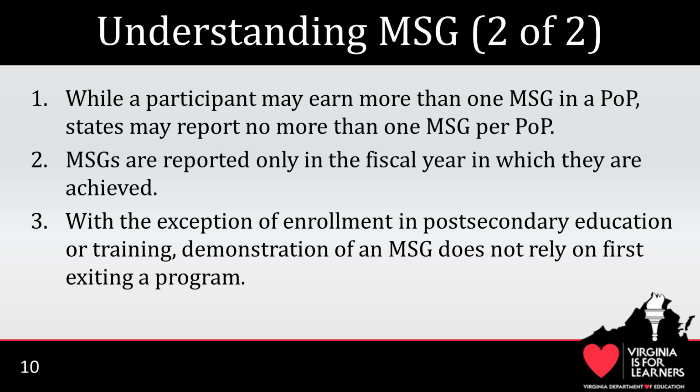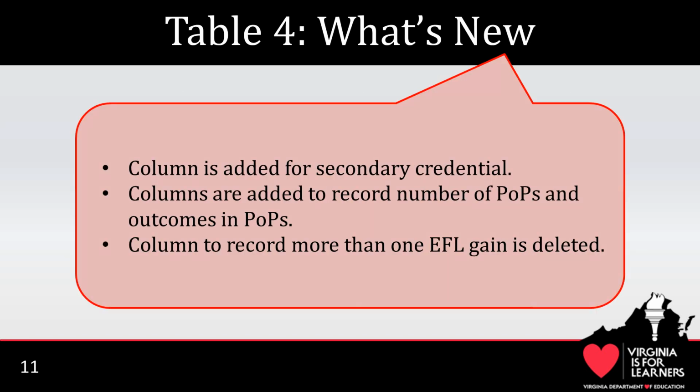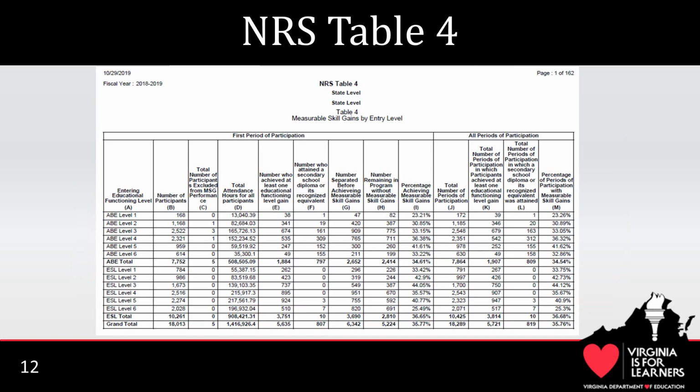Exit-based performance indicators are part of the discussion involving NRS Table 5 and related tables. This slide summarizes the major changes on NRS Table 4 that we will be discussing. This slide contains a snapshot of state-level data reported on NRS Table 4, submitted as part of the state's annual reporting for 2018-19. Because of the complexity of the table, an explanation of what's contained in each column will be provided in the next few slides.